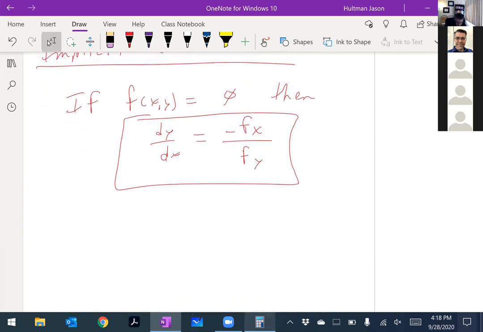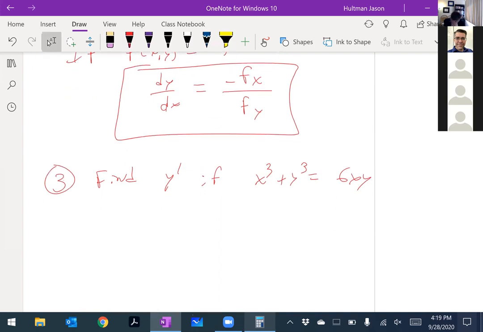So let's do an example. I think it's example 3. Find y prime if x cubed plus y cubed equals 6xy. What do I want to do? I want to create a function that's equal to 0. So just toss this guy over to the other side: x cubed minus 6xy plus y cubed equals 0.